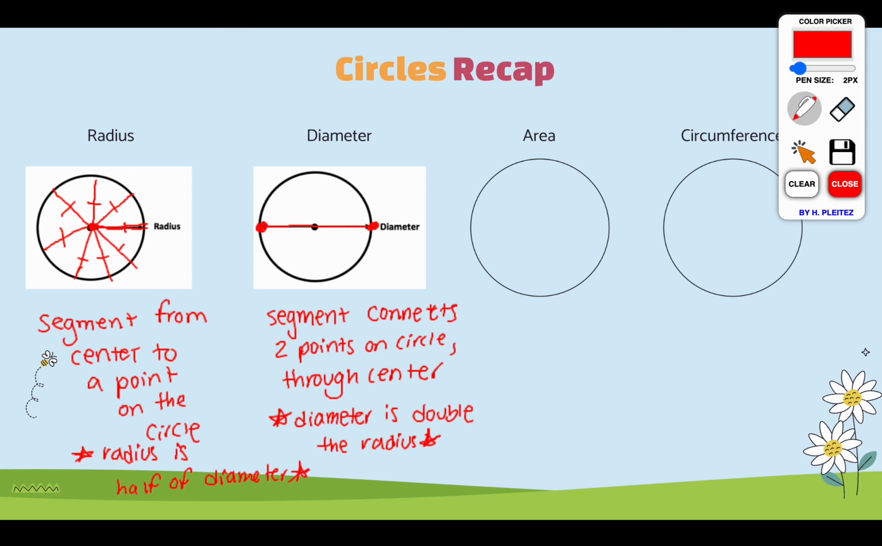Now, something else, we have the area. The area is the shaded region inside, right? And it's area of a circle, so it's a shaded region inside of the circle, right? And it would look something like this.